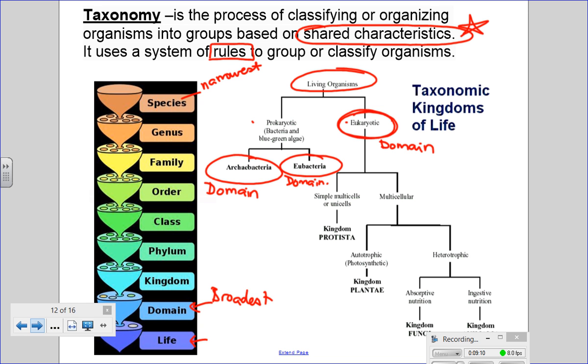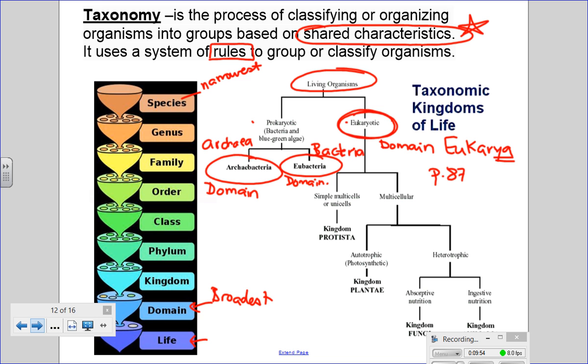Now, a lot of the time, the names are Latinized. So if you look in your textbook, you'll see that we call this domain eukarya. We've got the Y at the end. We call the archaebacteria archaea. And we call the eubacteria just bacteria. But those are the three domains. So the domain eukarya has eukaryotic cells in it. The domain archaea has archaebacteria in it. And the domain bacteria has eubacteria in it. That's how we classify the three domains.